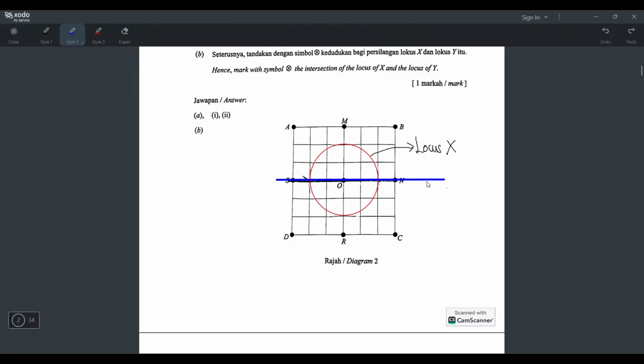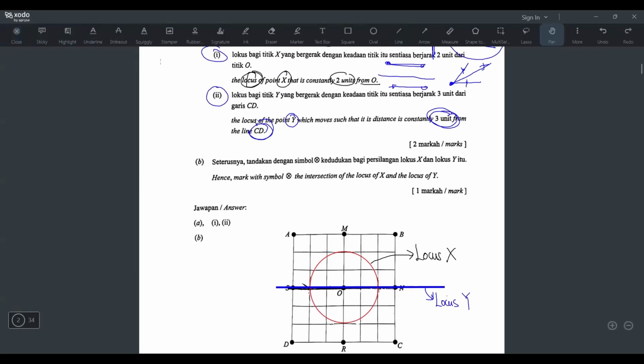And don't forget to label this, call this the locus Y, right? Okay, now I'm done with my A1, A2, and then I get 2 marks for this. Now let's see B, what they want. Hence, mark with this symbol the intersection of locus X and locus Y.